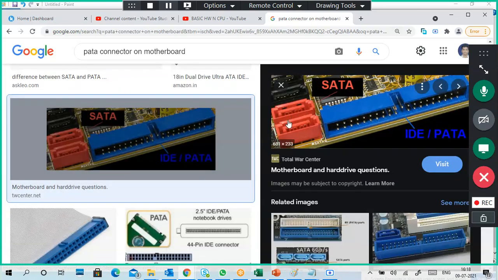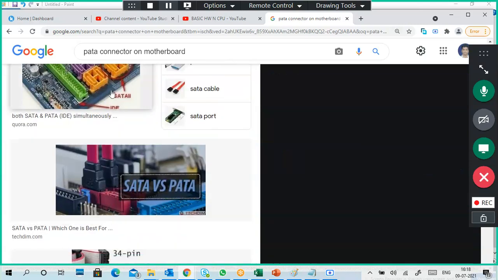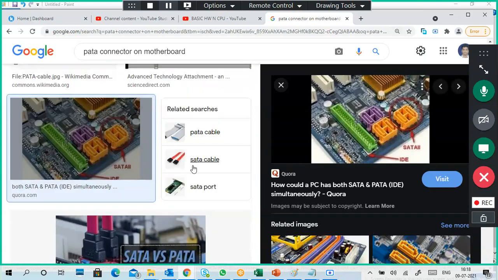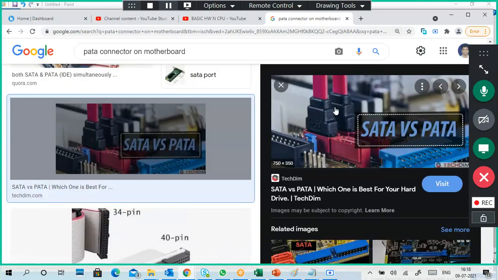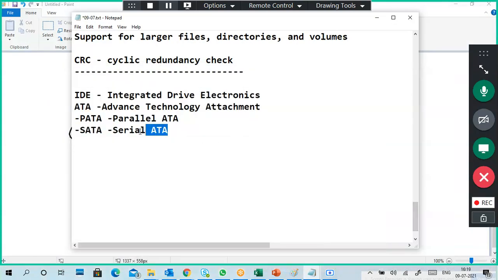The red one is SATA. The blue one is PATA. Like this. Okay. This is how PATA connectors are connected directly like this. SATA is faster than PATA, the parallel advanced technology attachment.